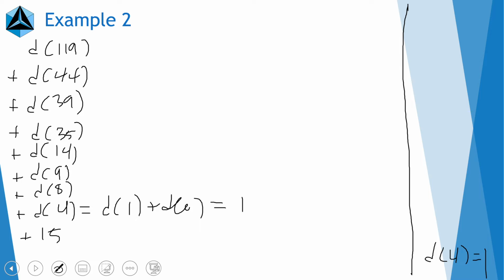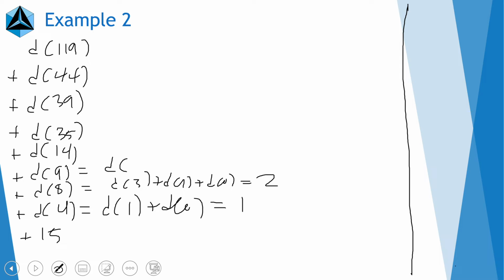Splitting up d of 8 similarly, we're going to get d of 3 plus d of 1 plus d of 0. 3 and 0 both yield 1 and 1 yields 0, so this gives us 2. I'm going to erase this one because we already have it written here, but we're going to save some other local values. d of 9 splits into d of 2 plus d of 0, which also gives us 2.